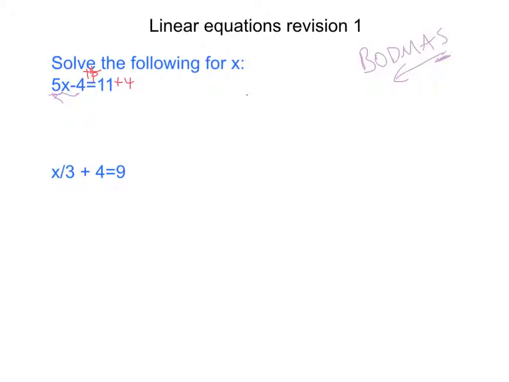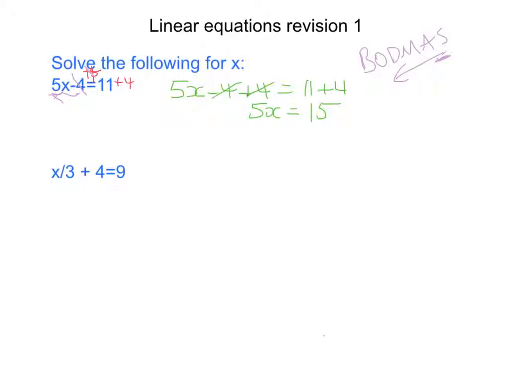What that will do is cancel down the 4, so we have minus 4 plus 4. I might write that out properly for you. So that would be 5x minus 4 plus 4 equals 11 plus 4. Those two will actually cancel each other out. Minus 4 plus 4 is 0. That leaves us with 5x is equal to 11 plus 4 is 15.